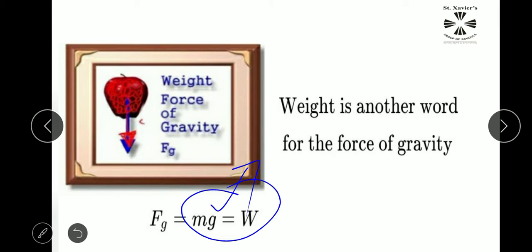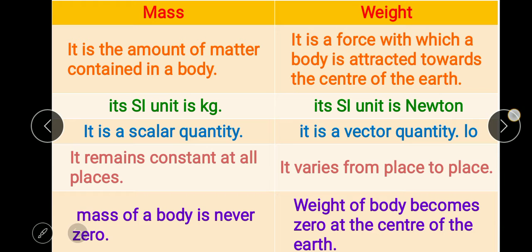So here g becomes 0, that means weight also becomes 0. So weight of the body becomes 0 at the center of the earth, but mass of the body never becomes 0. Mass is constant, students. So this is the distinction between mass and weight. You will come to know the difference between mass and weight, students.